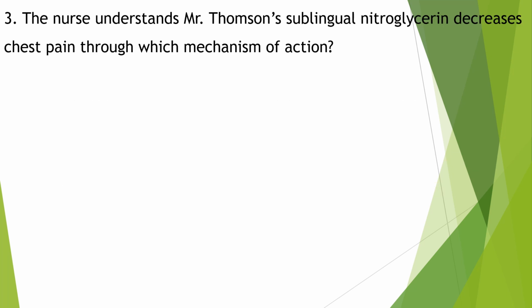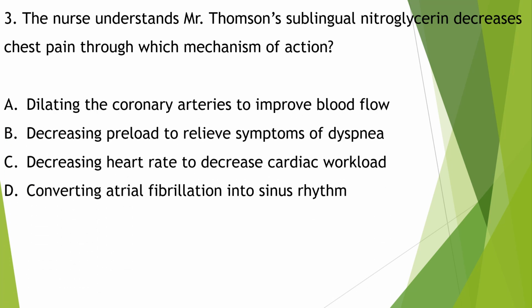The nurse understands Mr. Thompson's sublingual nitroglycerin decreases the chest pain through which mechanism of action? Dilating the coronary arteries to improve the blood flow, decreasing the preload to relieve symptoms of dyspnea, decreasing the heart rate to decrease the cardiac workload, converting atrial fibrillation into sinus rhythm. Sublingual nitroglycerin dilates the coronary arteries to improve the blood flow. So thus it will be reducing the chest pain.